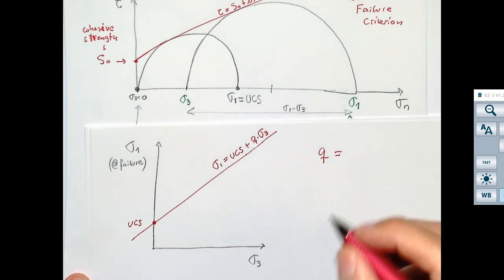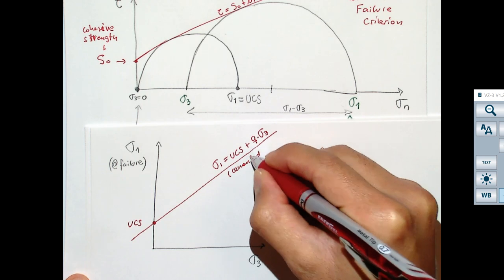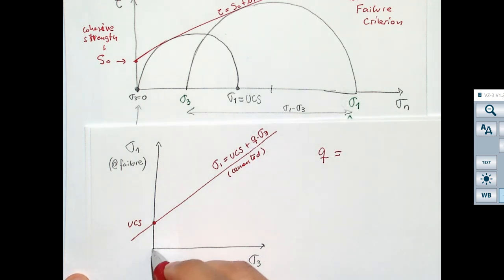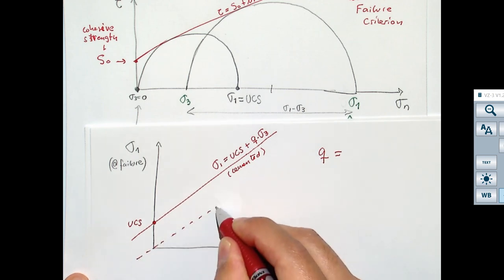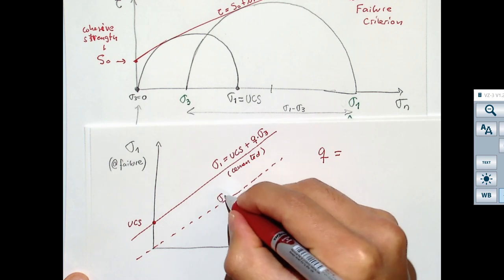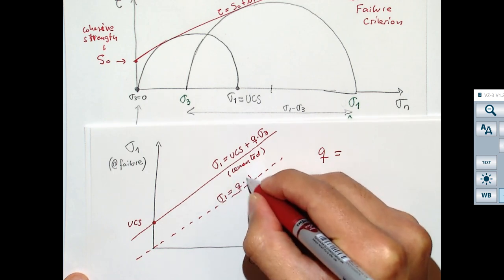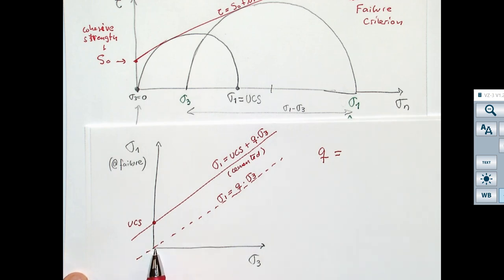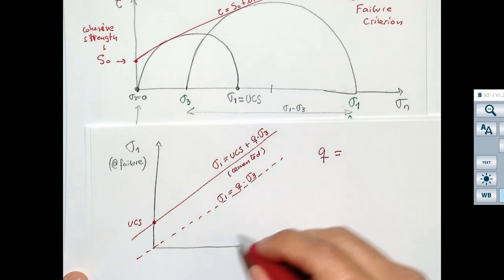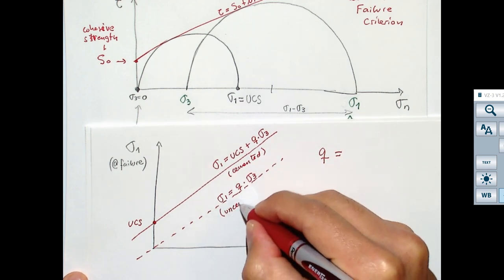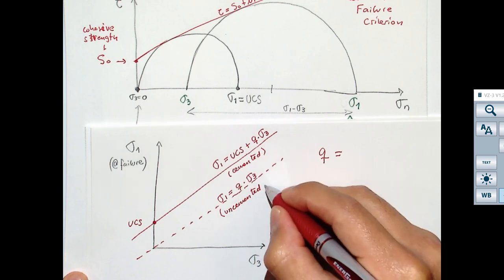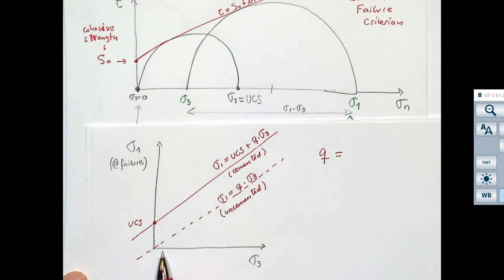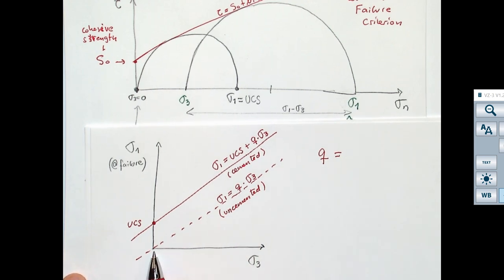So this one, for example, is a cemented rock, and I could also draw another one over here where sigma 1 is just equal to Q times sigma 3. If the UCS is 0, then what kind of rock is this? It's going to be uncemented or unconsolidated, because it has zero strength whenever there is no confining stress. This is like loose sand, or ground coffee with no stress on the sides.